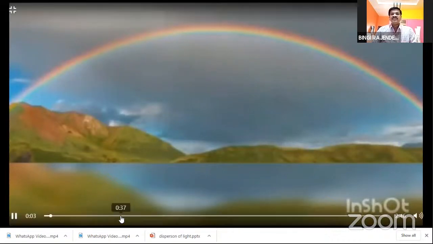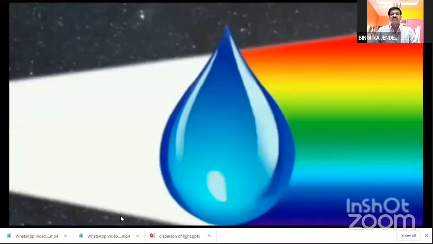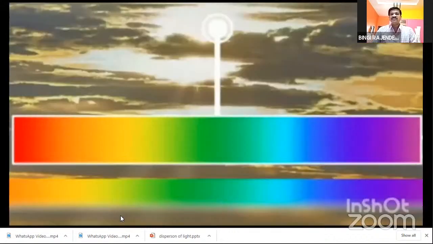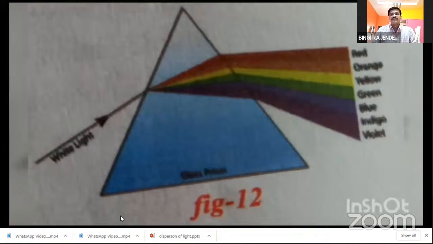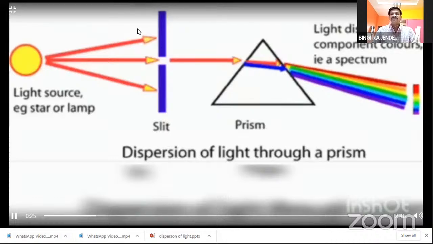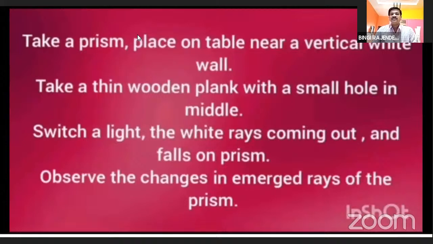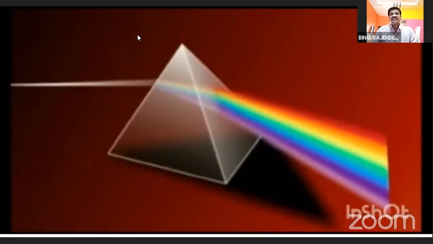We commonly observe a rainbow in the rainy season when rain comes, and after that. Sometimes from oil drops also we can observe spectrums, and also opposite to the light we can observe some spectrums. Through the prism also we can observe that splitting of light. This is known as VIBGYOR. For this activity 3, we can see this.